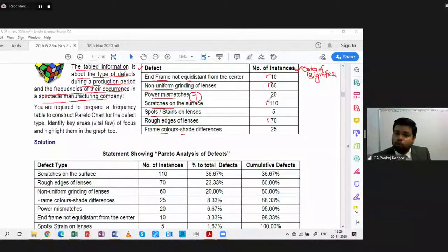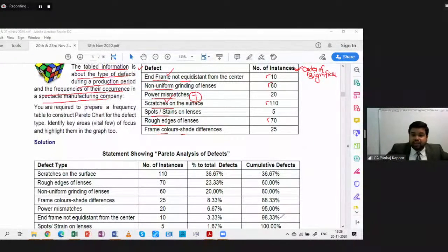If I remove that defect, it will give me the maximum benefit. My defect will be reduced largely. Which problem must I tackle first? Should I tackle the end frame problem first, or should I tackle the scratches on the surface first? Okay, take the time. I'll give you a minute or 30 seconds. You must respond quickly.